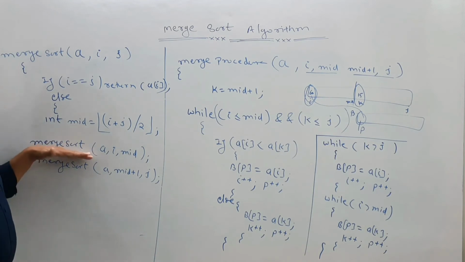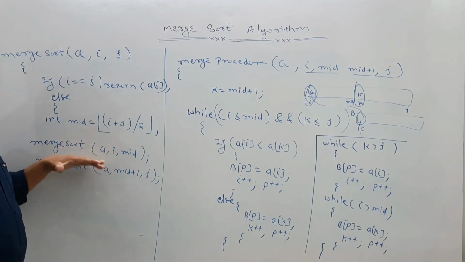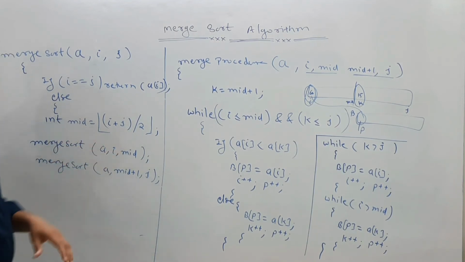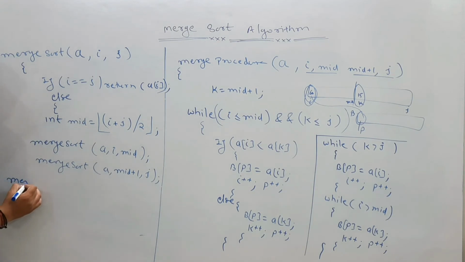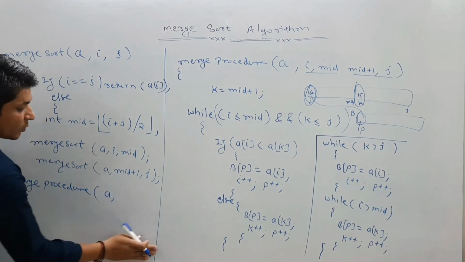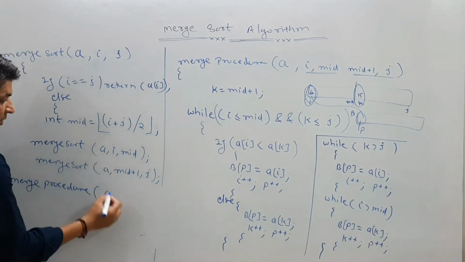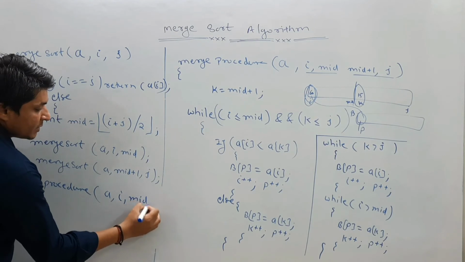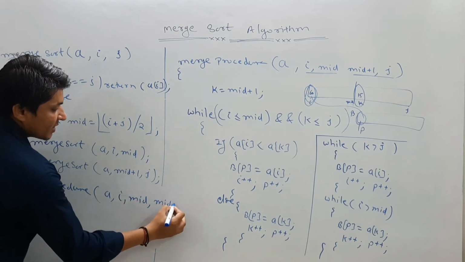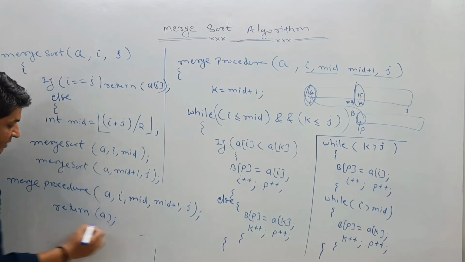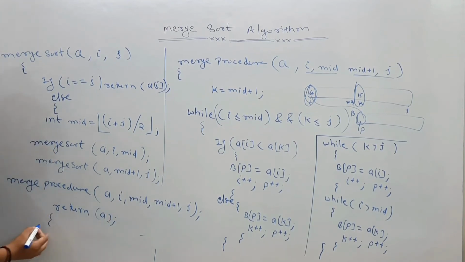So you have to keep dividing the array until you get two sorted subarrays. Once you get two sorted subarrays, you can perform the merge procedure. So let us call the merge procedure, merge A. What would be the input for the merge procedure? The first sorted subarray, i comma mid, then mid plus 1 comma j. This would be the input. Then you can return the sorted array. So A is the sorted array after the merge procedure.